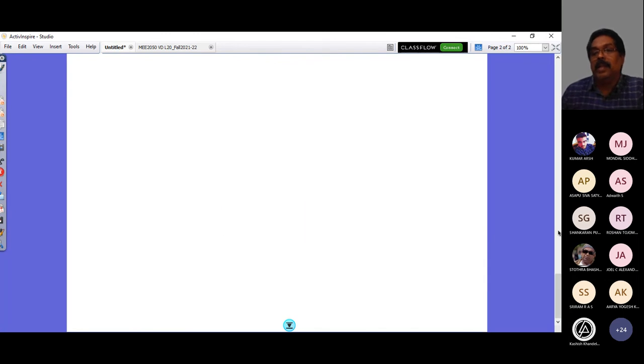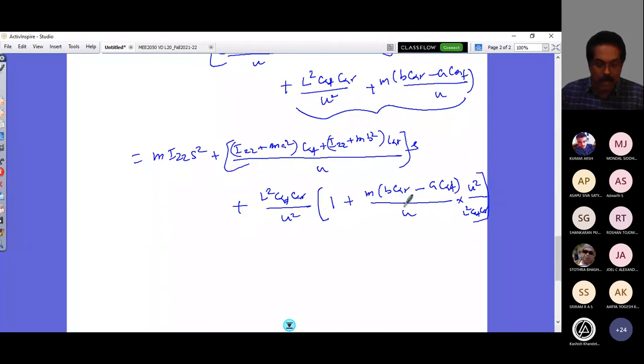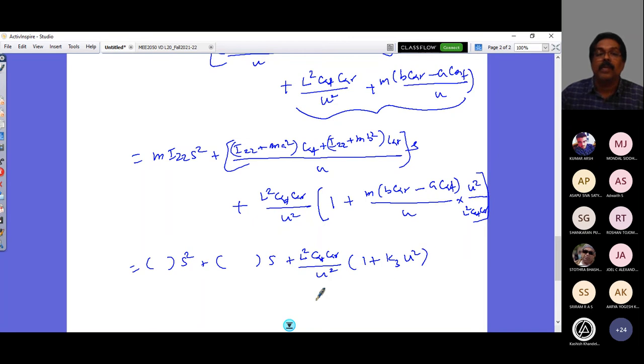So this is again an interesting thing to look at. I have this u squared alone. So if I take this inside, it's going to be like this. I'm going to take it like this. So this constant term, I'm going to take it this way. So I have the coefficient of s squared, the coefficient of s, plus this term I'm going to rewrite as L square C alpha F C alpha R by U square into 1 plus K3 U square. That's what is my delta. Right. So what is K3 in this? This K3, look at here, the U square term, I'm holding it. So I'll take this all.